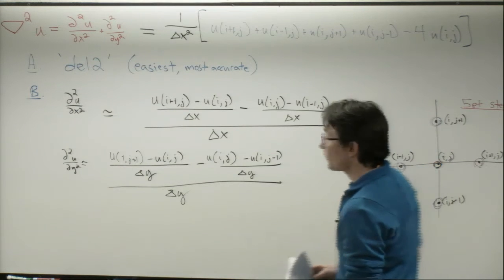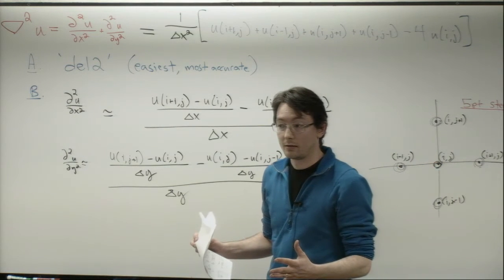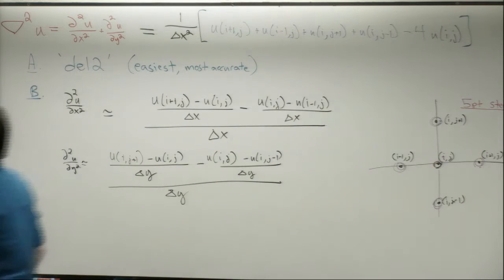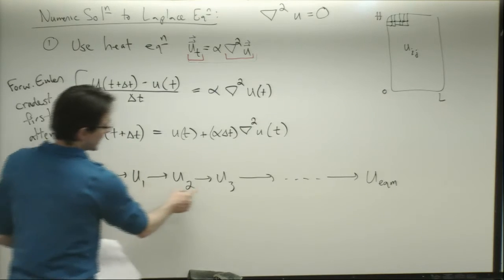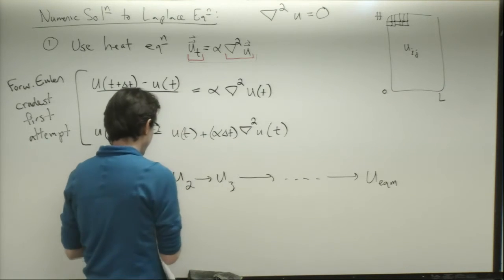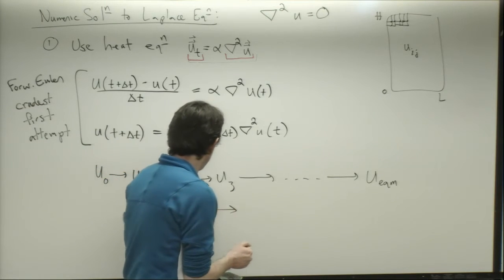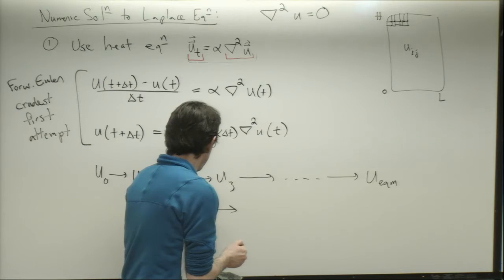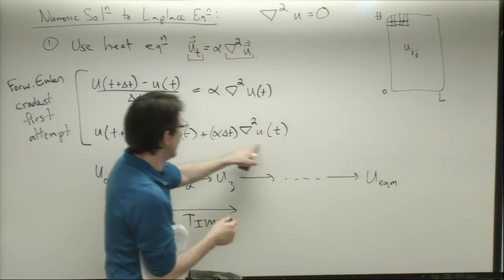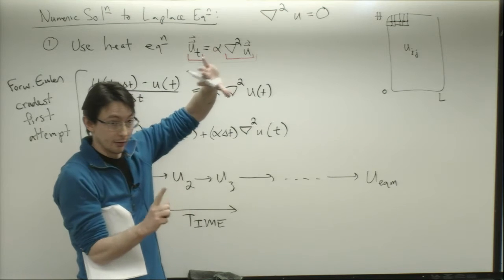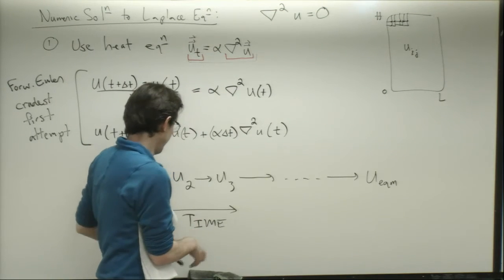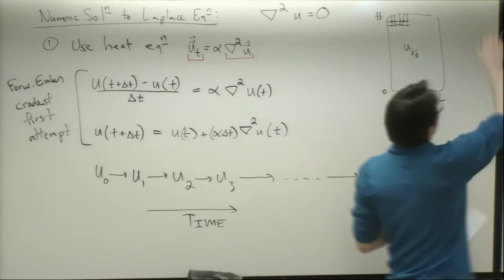Okay, should we code this up and try it? I think we have all the ingredients we need. We know how to compute this iteration in time. And we know how to compute this Laplacian of u if we have an array, a rectangular grid of points. Okay, so we're ready to code this up.